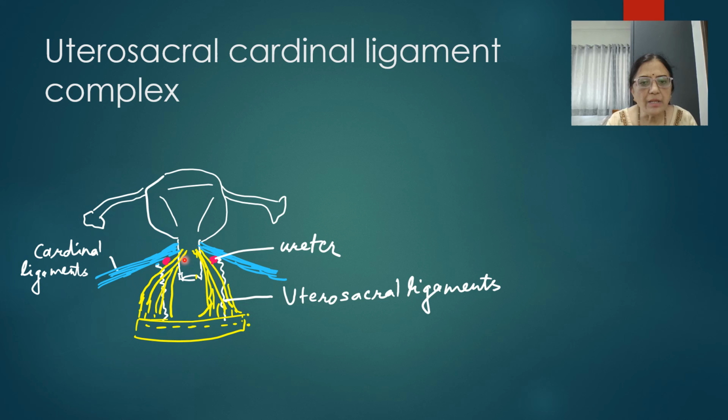Whereas uterosacral ligaments are initially narrow. It has a smooth muscle component, then it fans out and gets inserted into the sacrum. It forms the lateral border of the pouch of Douglas. Here is the pouch of Douglas.